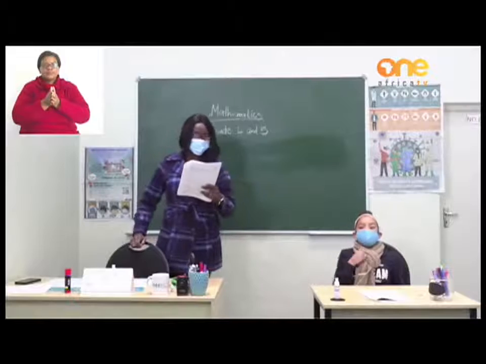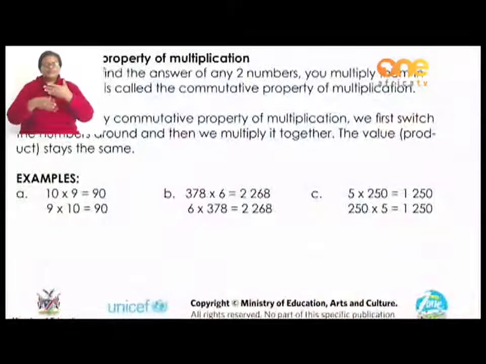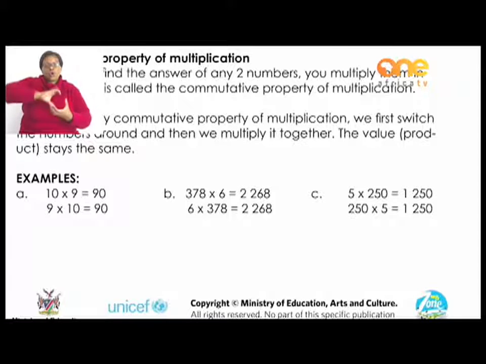Boys and girls, we are still on page 8. Hands-on math with the commutative property of multiplication. If you want to find the answer of any two numbers, you multiply them in any order. This is what we call the commutative property of multiplication. Meaning, when we apply it, we first switch the numbers around and then we multiply them together, but the value or the product stays the same.